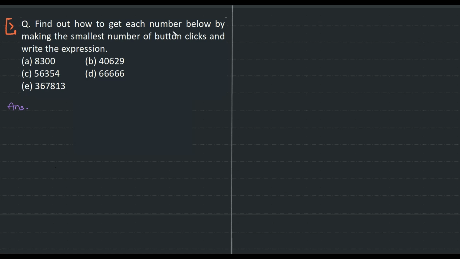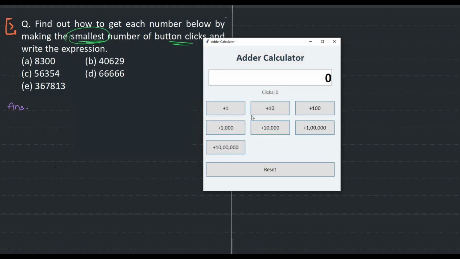Find out how to get each number below by making the smallest number of button clicks, and write the expression. So we have done the same set of numbers if you guys remember, but it was with Chitti. That is, we can use anything, any point of time, not an issue. But systematic SIPI, he wants the minimum number of clicks, right? So the clicks over here have to be as few as possible.